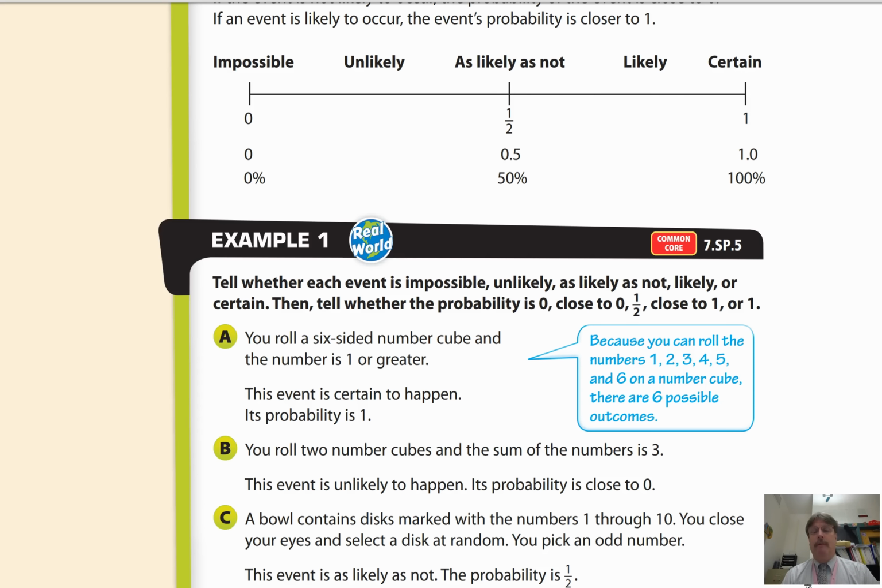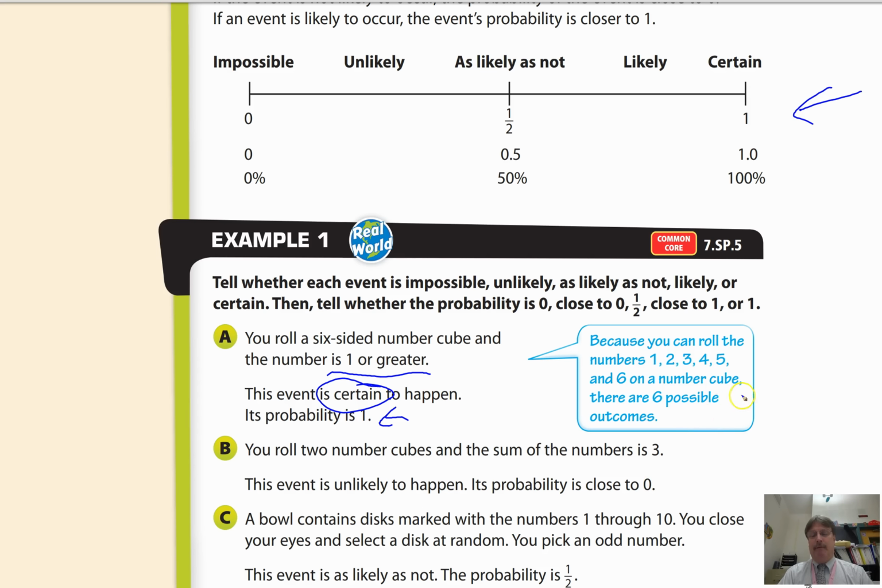So here in example 1, we're going to apply this. Tell whether each event is impossible, unlikely, as likely as not, likely, or certain. Then tell whether the probability is 0, close to 0, a half, close to 1, or 1. In the first example, you roll a 6-sided number cube and the number is 1 or greater. If you're going to get 1 or greater, that is certainly going to happen. The probability is 1. You roll 2 number cubes and the sum of the numbers is 3. This event is unlikely to happen. Its probability is close to 0.